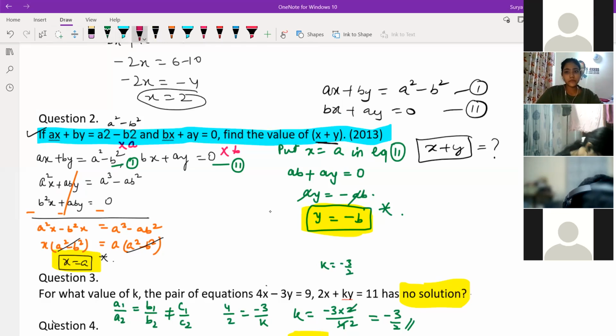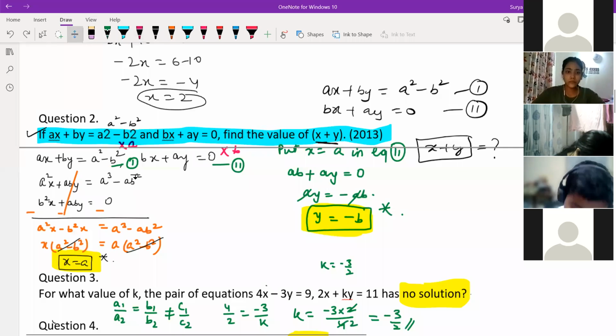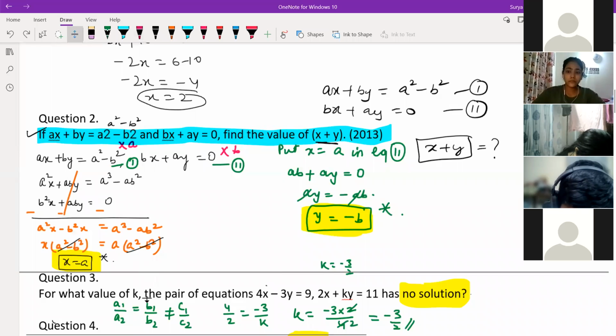Can you do it by the substitution method? This is the elimination method I have done. Now if you do it by the substitution method, it's also easy only. Here if you see from here, if I solve one line over here, I just take one line. I just make one gap over here, okay?